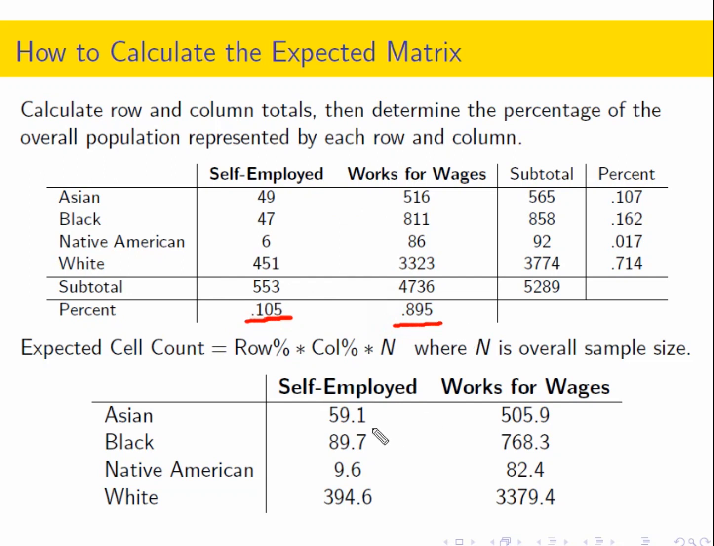All right. So then how do we come up with this expected matrix? Because the expected matrix is down here. How do I calculate this value, this 59.1? It's very easy. I take the total number in the population, and we're trying to calculate the Asian self-employed. So we multiply first by the percent of Asians, and next by the percent of self-employed.